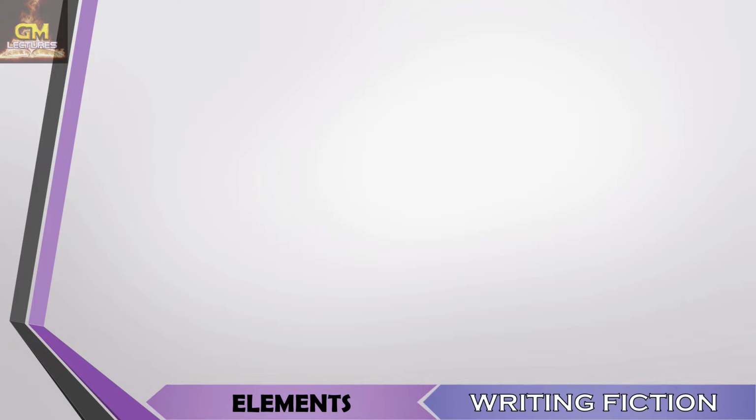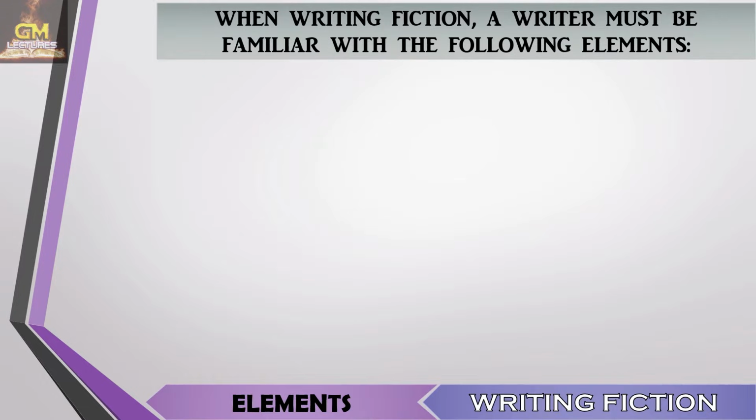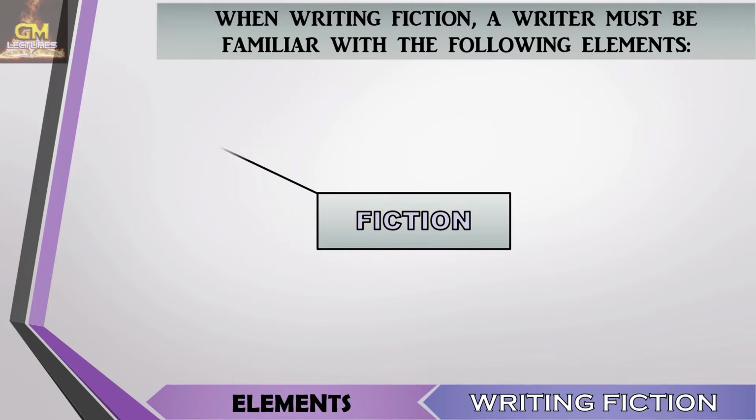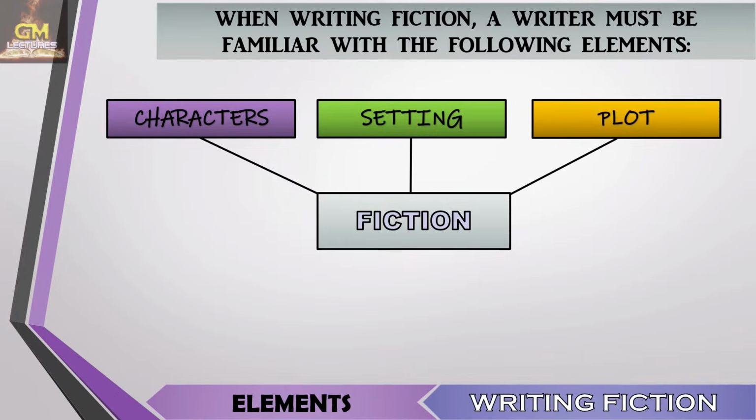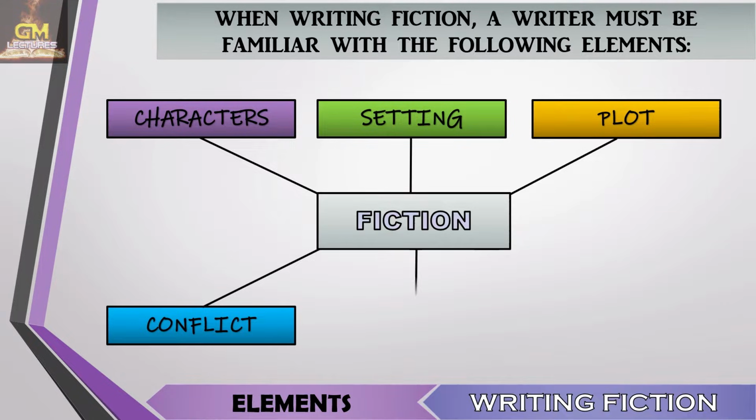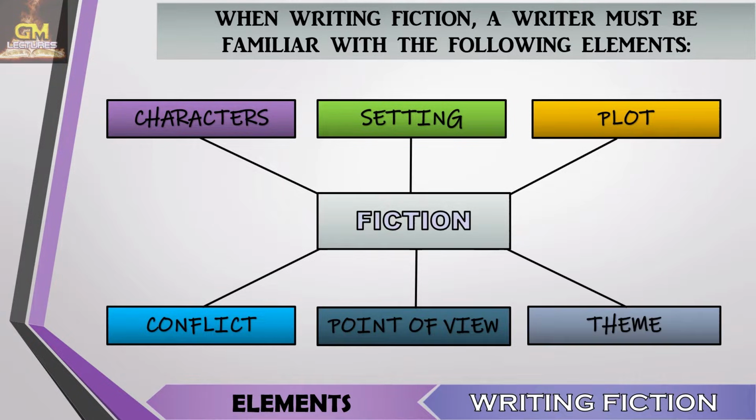Now, at this point, we are going to focus on the different elements of fiction. When writing fiction, a writer must be familiar with the following elements. We start off with, of course, the characters, the setting, the plot, the conflict, the point of view, and of course, the theme.